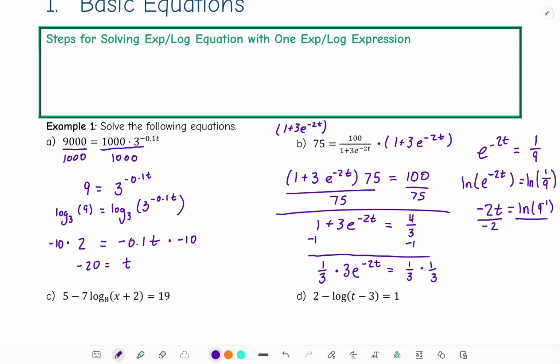Divide by negative 2, divide by negative 2. Then using log properties, we can drop that negative 1 down, over negative 2. But then the negatives cancel out, so we are left with t equals ln of 9 over 2. That is our final answer. You can plug it back in to check if you want to.